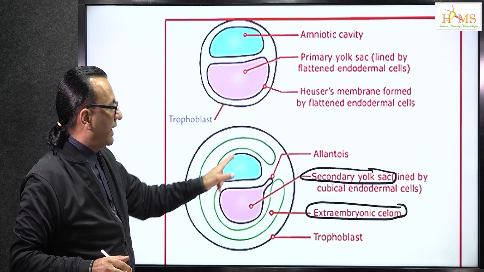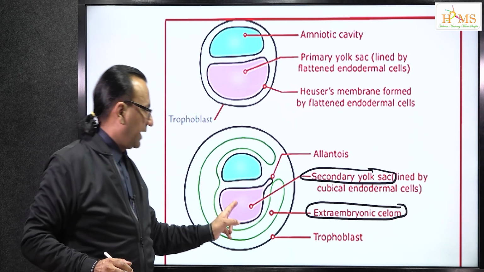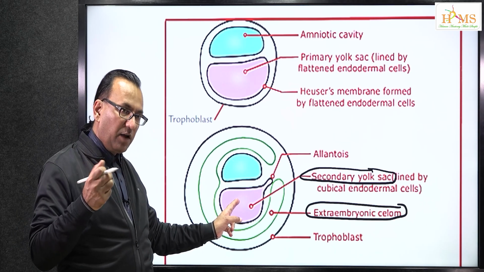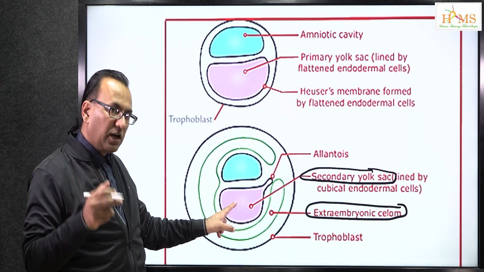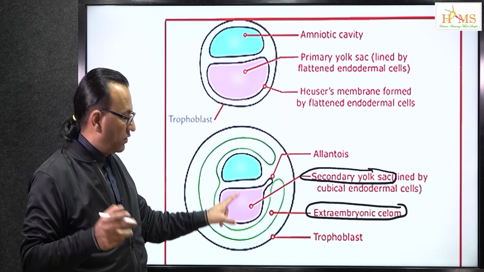And since the amniotic cavity becomes larger, the yolk sac cavity becomes smaller. It will be evident in the next diagram. That is the time when you can call it the tertiary yolk sac cavity. So let us zoom out.